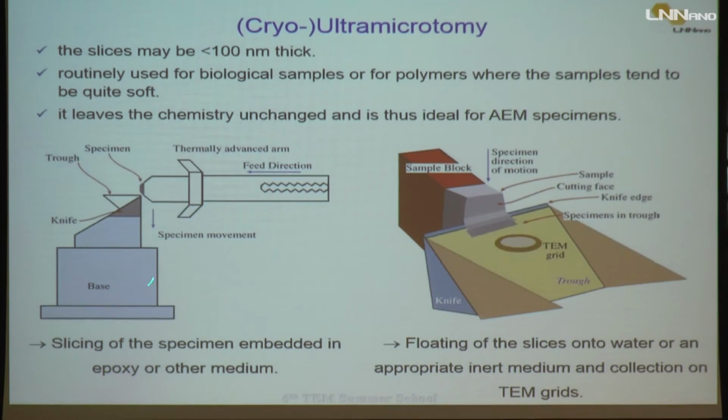Here is how it looks like. You have here the knife. You have here a device that goes in this direction, passing through the knife. You control the movement of this device in this direction, and then it will be cutting, and you have all the slices floating in water. You cut, and then you can get the slices and put them in TEM grids. Okay?